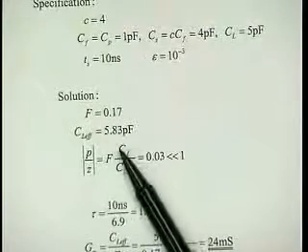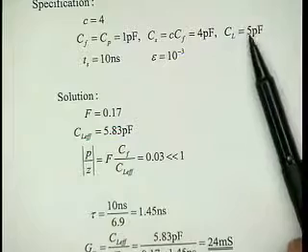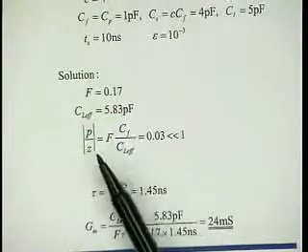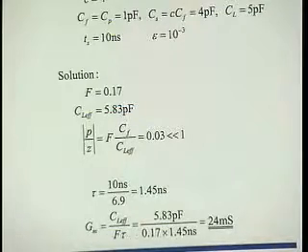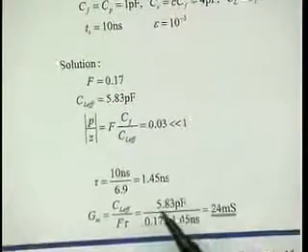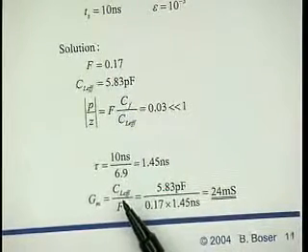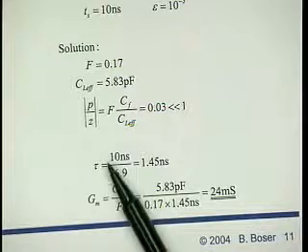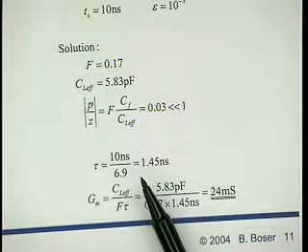I calculate C_L effective, which is a little bit more than C_L. C_L was 5 picofarads. I verify that P over C is much less than unity, because otherwise I can't use the equations that we just looked at. And then I can find the tau for my amplifier, 1.5 nanoseconds. Right.